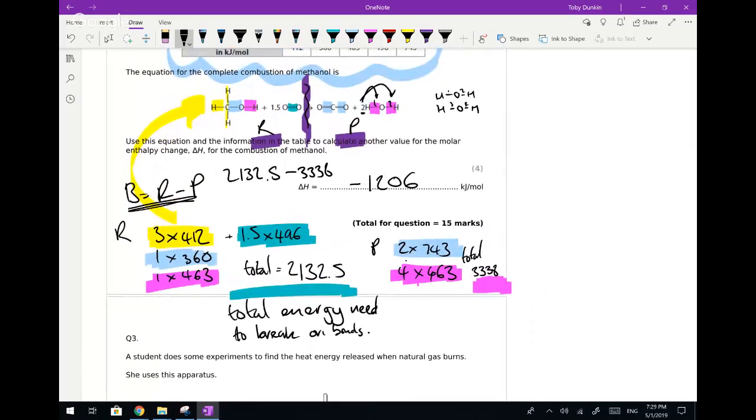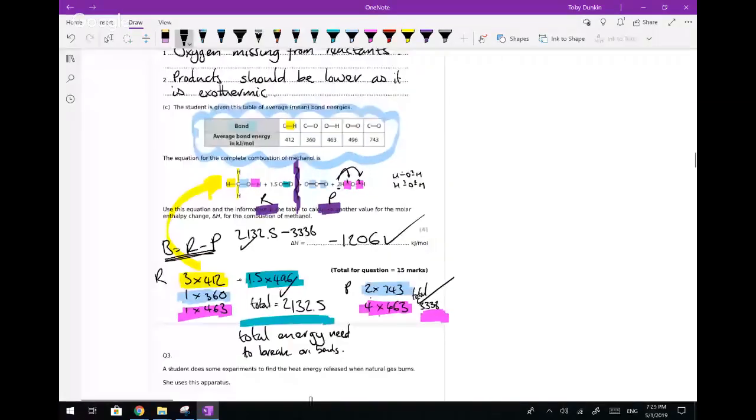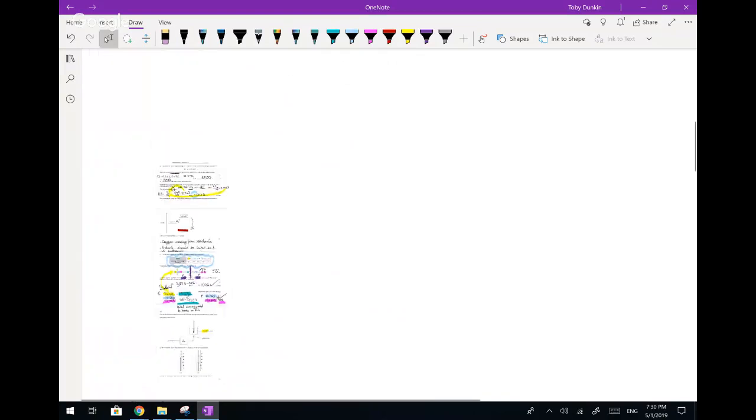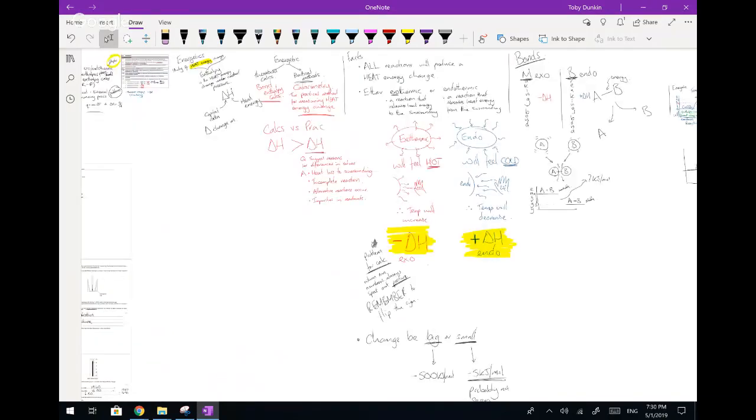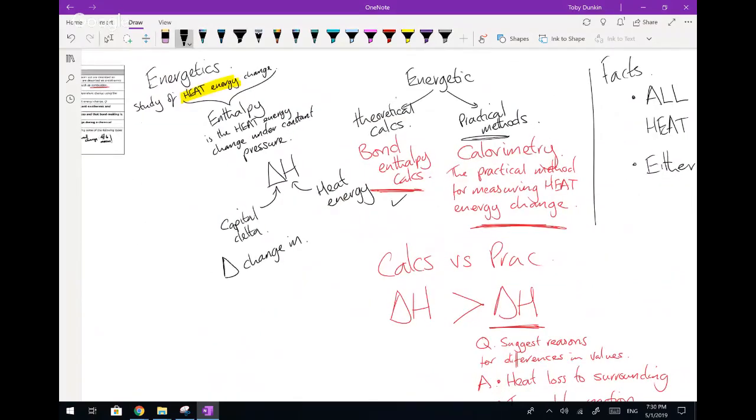Now the 4 marks are for the total of that, using and writing the equation, and the final value. So it's nice to see what they're doing. And these are purely theoretical calculations based on bond data. And hence why it fits into the column that I was talking about, the part of energetics as theoretical calculations. And that covers bond enthalpy calculations.